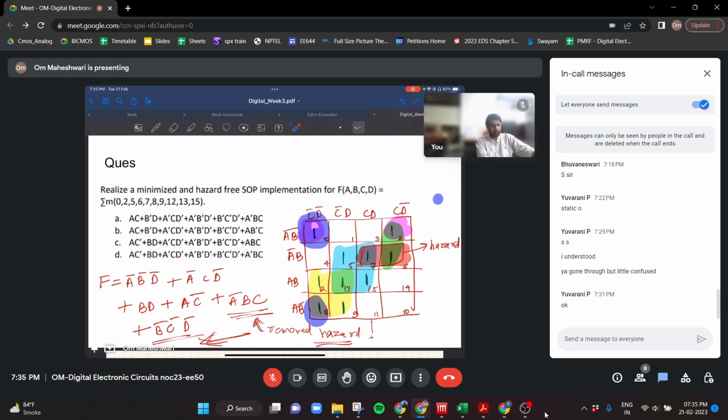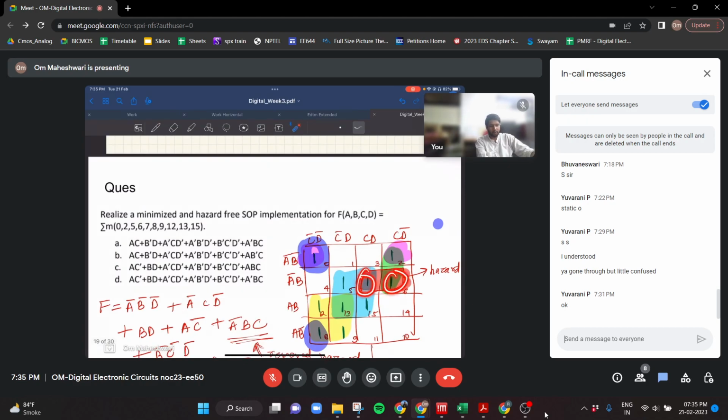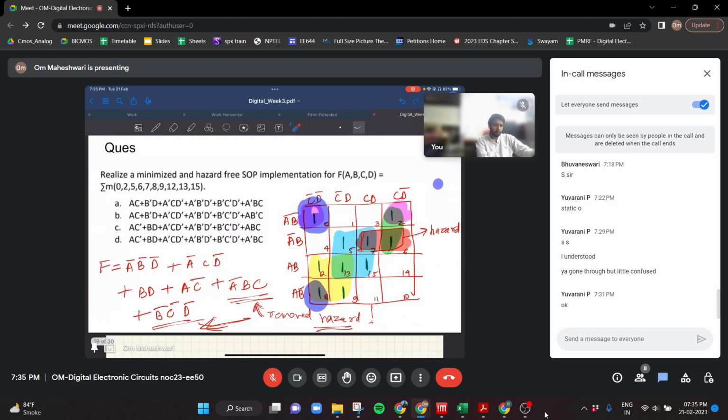I'll repeat it. Earlier we had these two ones which are not in the same group, which would cause a hazard, and these two ones which are not in the same group but neighboring. We look from here and here, they're neighboring, and which would cause a hazard. So we just added them in the same group and we removed the hazard. So these are redundant groups that we had to form to remove the hazard. So our answer should be A C bar, B D, A B C bar. Okay, so D should be the answer.